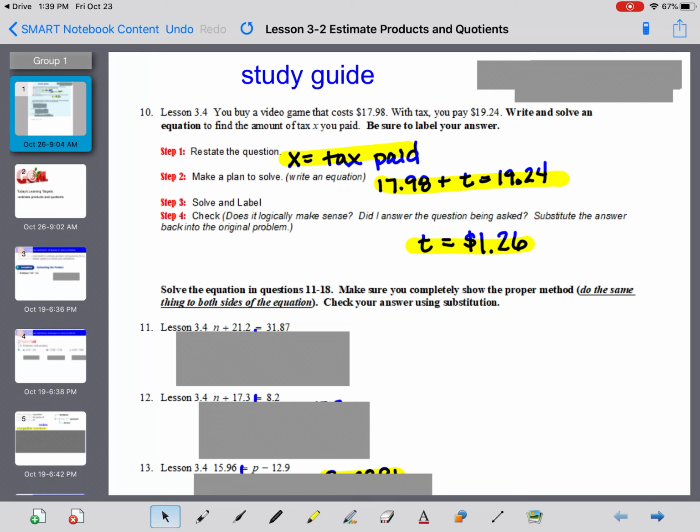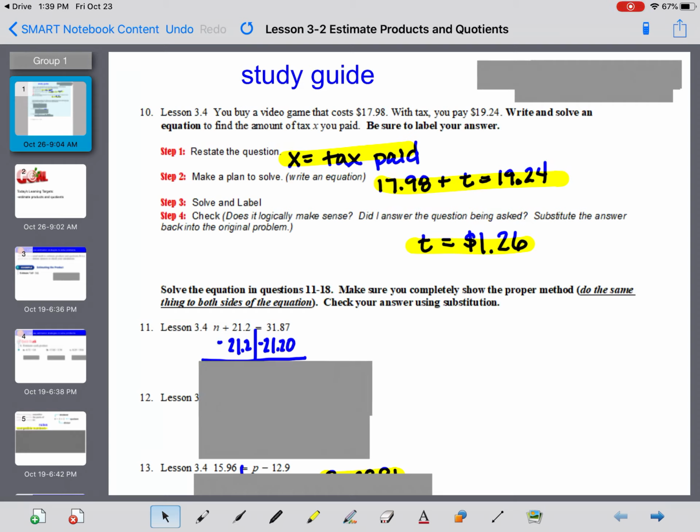The following 3 questions ask us to solve the equations, making sure you completely show the proper method, meaning using inverse operations to both sides of the equation, and then check your answer using substitution. N plus 21 2/10 equals 31 87/100. To solve this, I need to isolate my variable n. To do that, I need to subtract 21 2/10 from both sides.